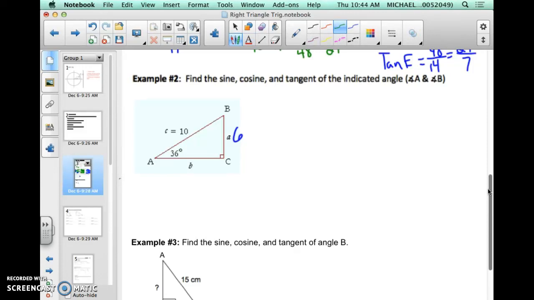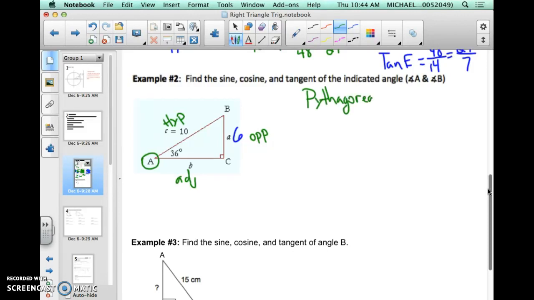Now, example 2 does say find the sine, cosine, and tangent of the indicated angle, and we're just going to do angle A. But if you notice, in order to find trig ratios, if this is angle A, then this would be the opposite. This is the hypotenuse always. But I don't have the adjacent side, alright? So in order to find an unknown side length, I have to use the Pythagorean theorem.